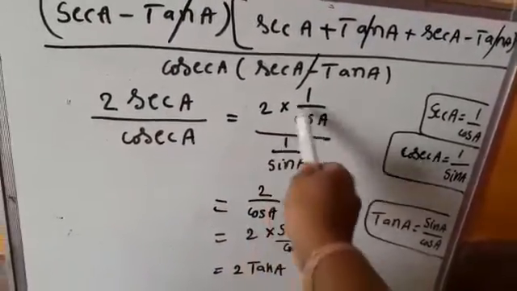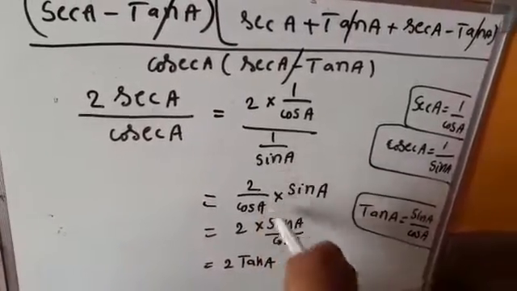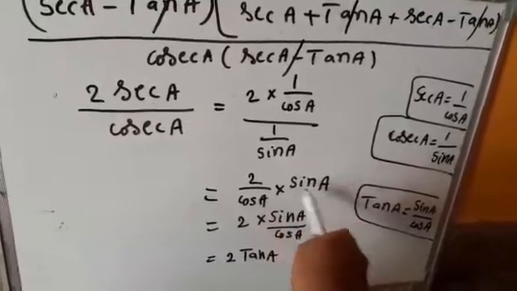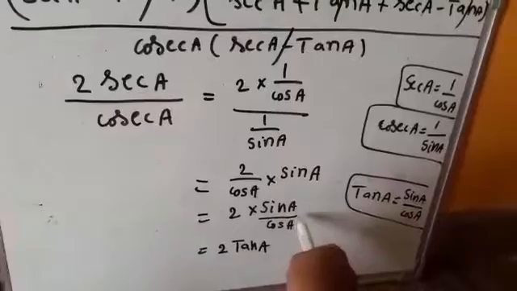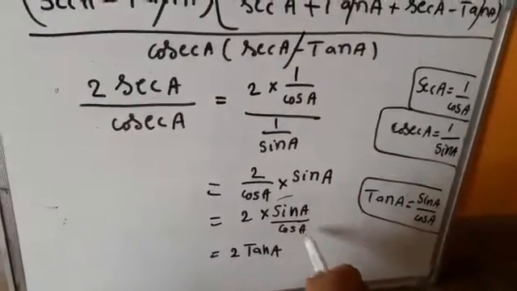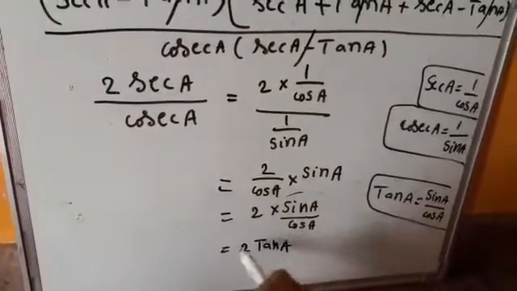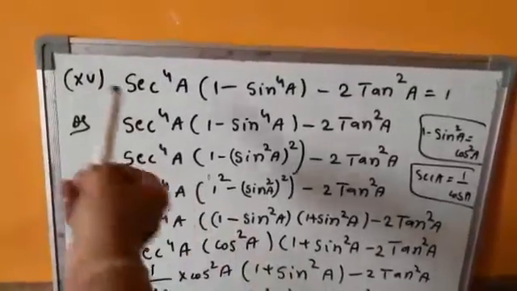Next, 2 by cos a into, see here, 1 by sin a goes reciprocal, it goes to the numerator, the reciprocal is sin a by 1. Next, 2 into sin a by cos a. See here, what is the sin a by cos a formula? Tan a. So, sin a by cos a we replace with tan a. So, 2 into tan a. See here, we proved 2 into tan a, the RHS. That is the answer.